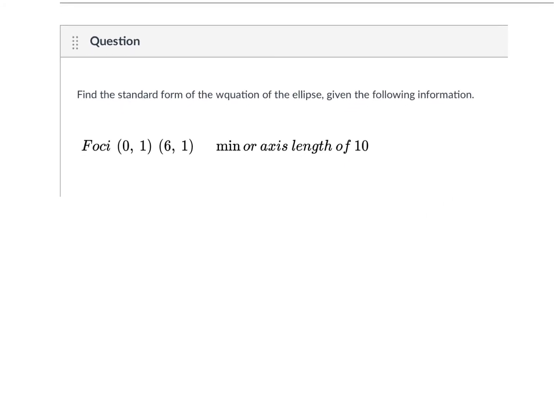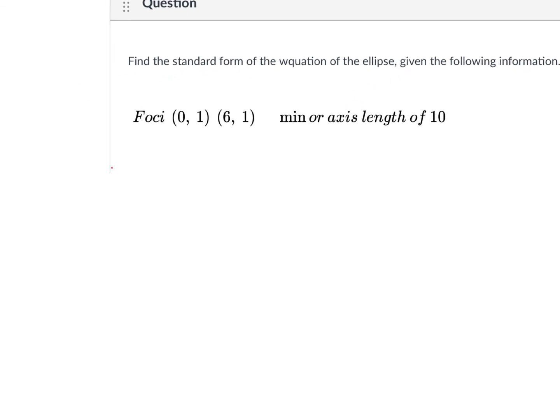Alright, the next one, the last one on page 4. Find the standard form of the equation of the ellipse given the following information. You have the foci and the minor axis length of 10. Let's put it on our graph to get an idea of what this looks like. We have 0, 1, so we stay at 0 and go up 1. And then we have 6, 1, so we go right 6 and up 1. Those are our foci, and our minor axis length is 10.